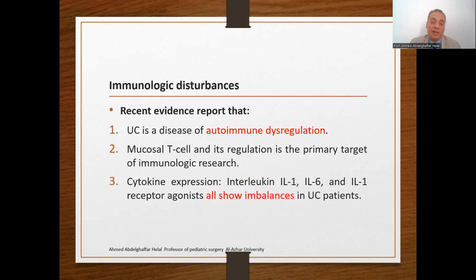Also, immunological disturbance. Pediatric surgeons suggest that ulcerative colitis is a disease of autoimmune dysregulation, and that there may be cytokine expression: interleukin-1, interleukin-6, interleukin-1 receptor antagonist. All these cytokines may show imbalance in ulcerative colitis patients.